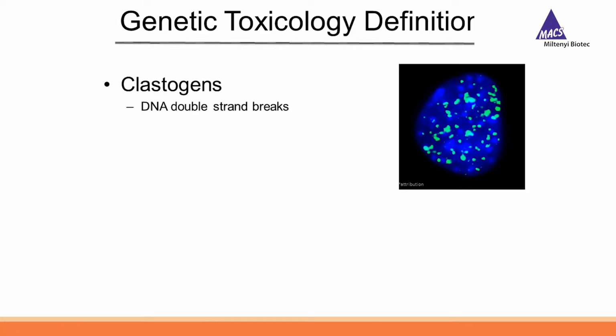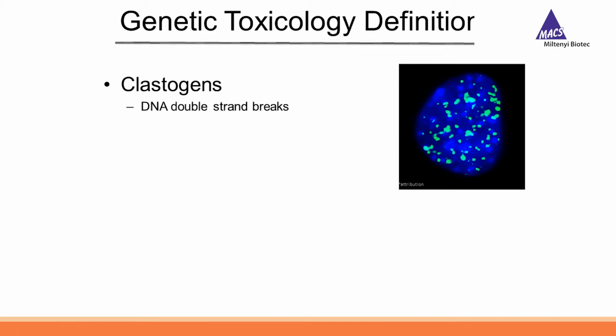So before we get too far into the assays, I want to define a few different terms that you'll be hearing me use throughout this presentation, just so that we're all on the same page. They might not be terms that you're familiar with if you're not a genetic toxicologist. So I'm going to start out with a couple of these definitions. The first is a clastogen. This is a classification of a type of genotoxic compound that results in DNA double-strand breaks.